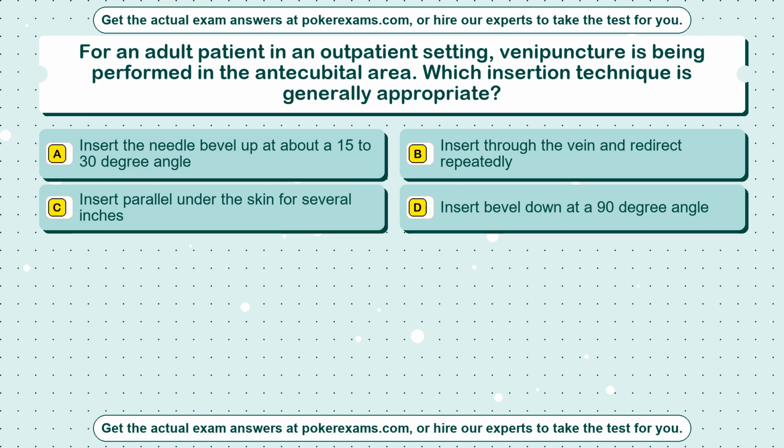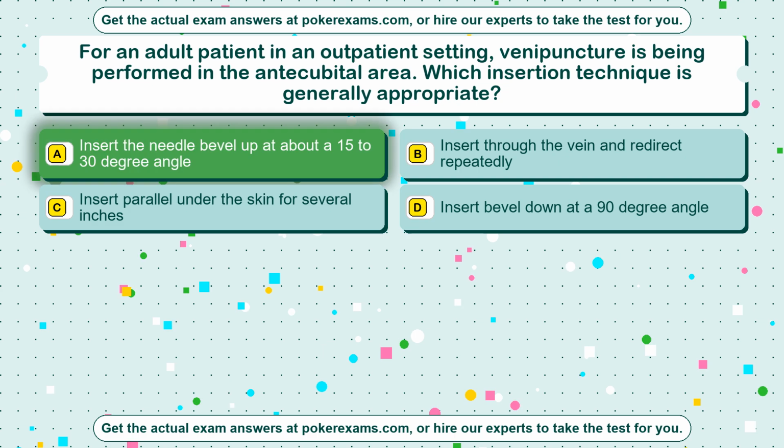Question 19. For an adult patient in an outpatient setting, venipuncture is being performed in the antecubital area. Which insertion technique is generally appropriate? Option A, insert the needle bevel up at about a 15 to 30 degree angle. Option B, insert through the vein and redirect repeatedly. Option C, insert parallel under the skin for several inches. Option D, insert bevel down at a 90 degree angle.